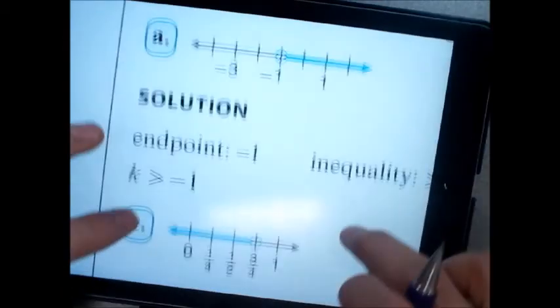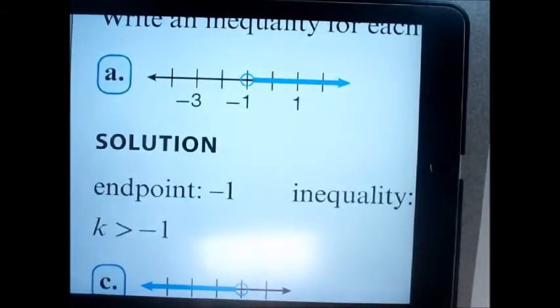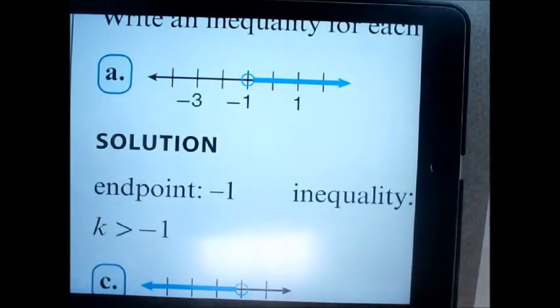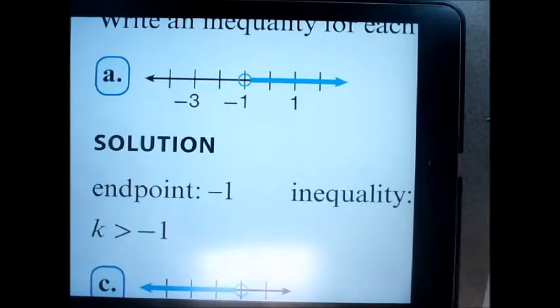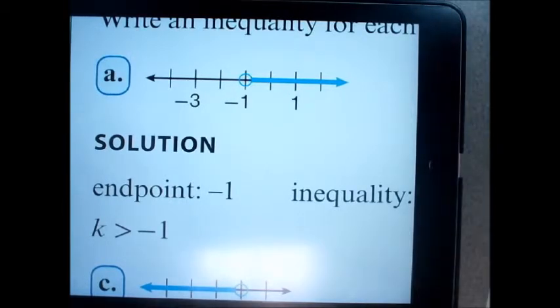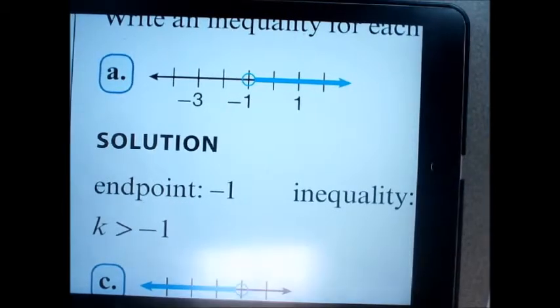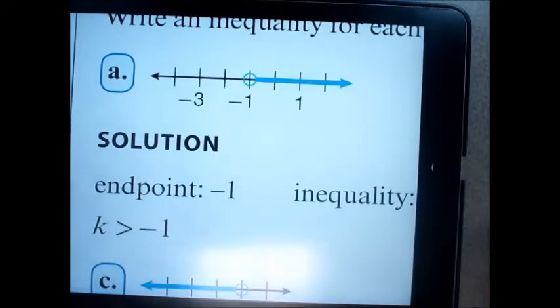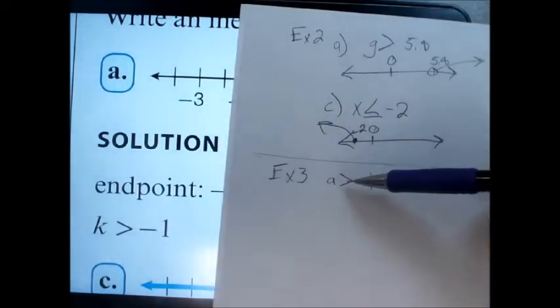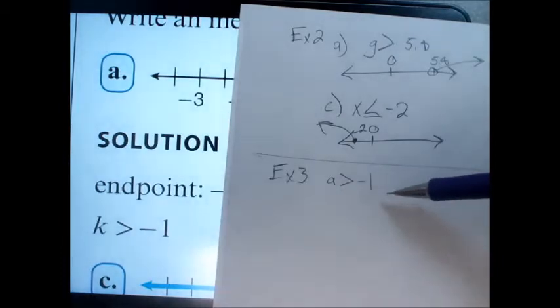So, since it's letter A, I'm going to use A as my variable. Which way is the arrow going? In the greater than or the less than direction? It's going to the what? Greater than direction. So I'm going to write in my greater than symbol. Is it inclusive or exclusive? It's exclusive, so I just leave it as a greater than. And what is my number? -1. So it looks like that when we're done. A is greater than -1. I wrote it down as we said it.